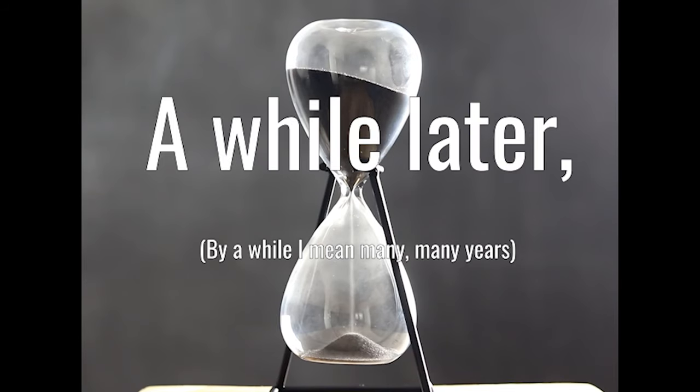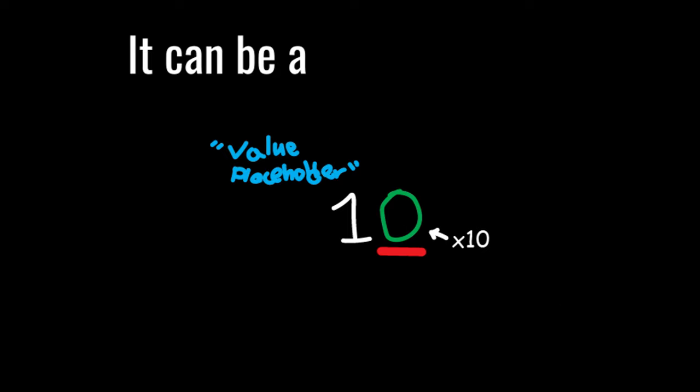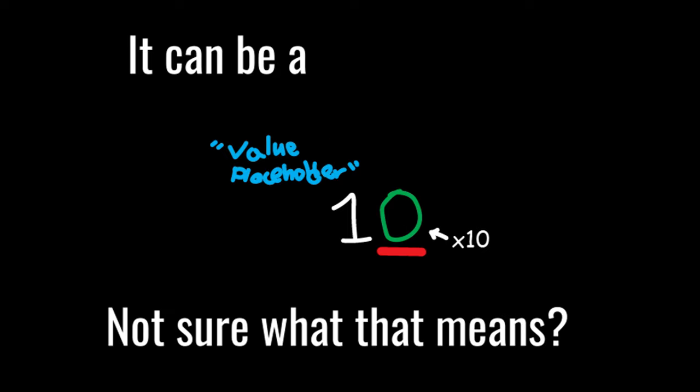A while later, they invented yet another revolutionary feature, zero. While zero may sound like a zero, it actually is more. It can be a place value plus a holder. Not sure what that means?